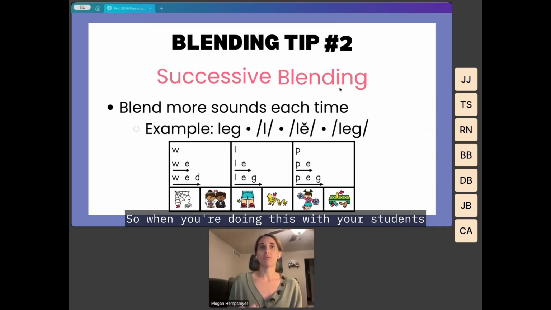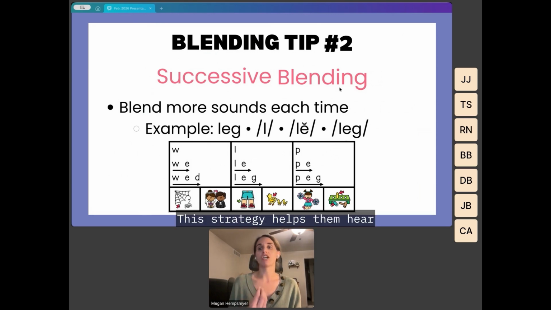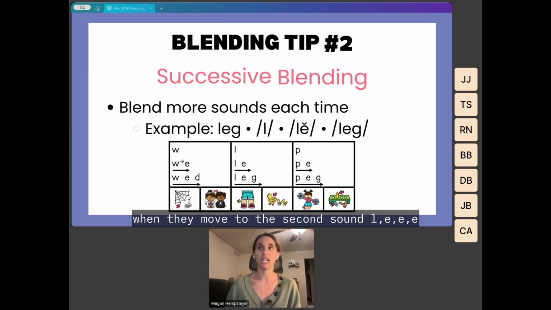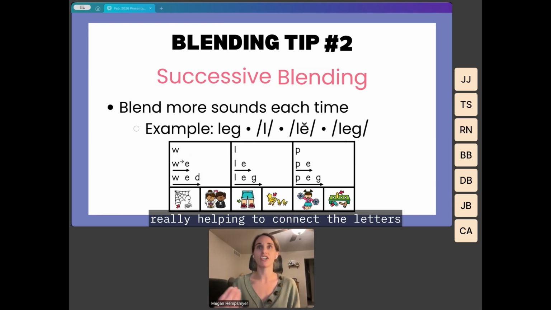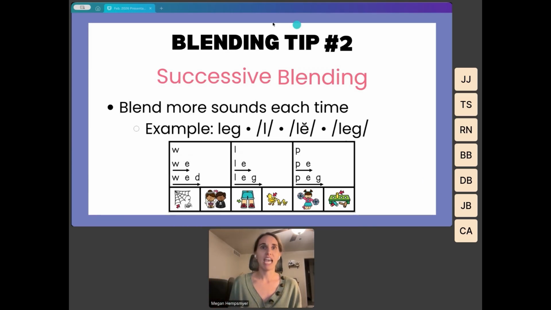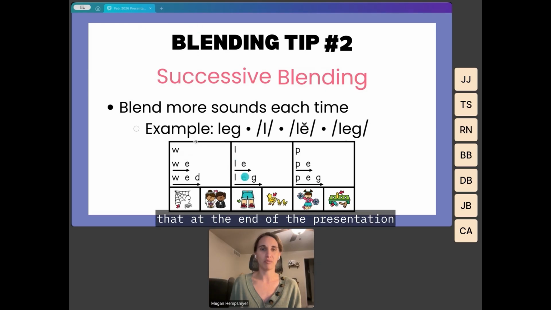When you're doing this with your students, you model and then your students repeat after you. This strategy helps them hear how the sounds naturally connect. And this strategy works because it reduces the cognitive load. They don't have to break things up so much. They're confident with that first sound, and when they move to the second sound, it really helps them connect the letters and make them into that word. And this right here is just a fun little center that we have, and I will show you that at the end of the presentation.